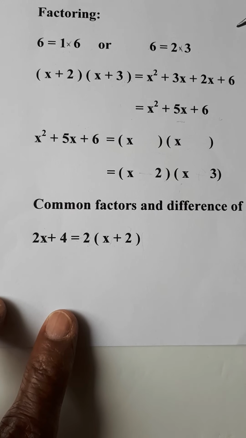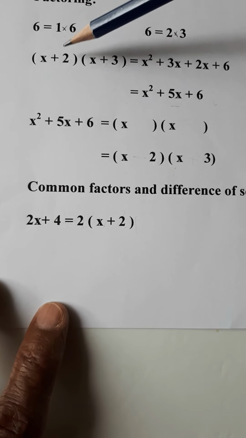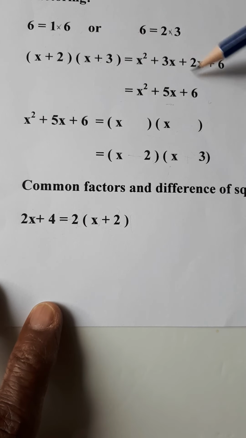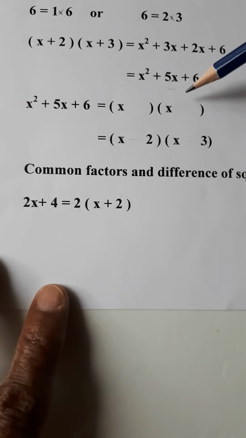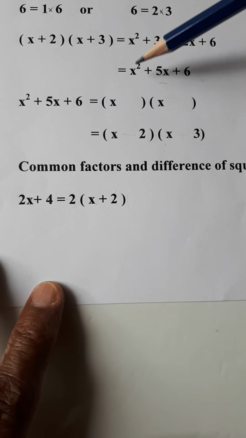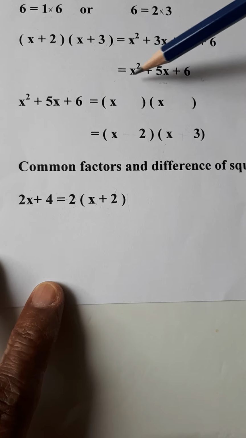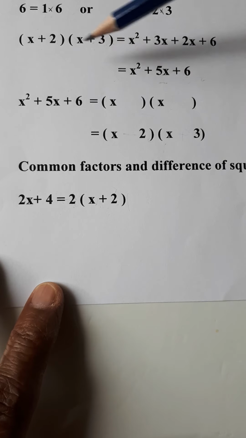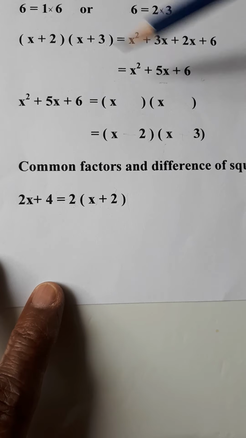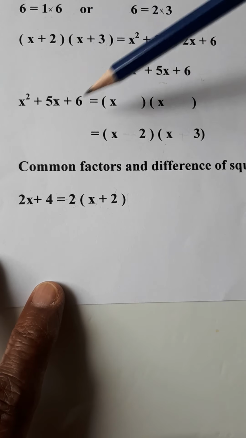Now let's leave it for a while and look at this one again. Let's multiply these two expressions, we get this. But in algebra we sometimes have to go from here to here. That process is called factoring. So we have to factor this expression to get this one. Let's see what the procedure is.